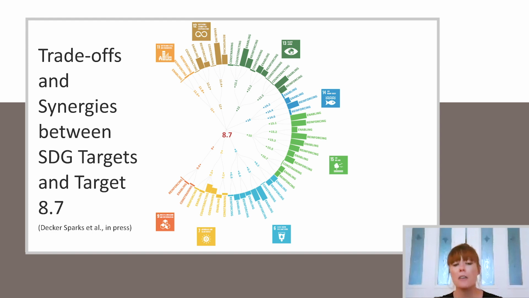Where we see the biggest trade-offs, which would be where the bars are going inward into the circle, is with SDG 7, which is all about clean and renewable energy. This is because most clean and renewable energies rely on renewable batteries, and one of the primary components of renewable batteries is cobalt.